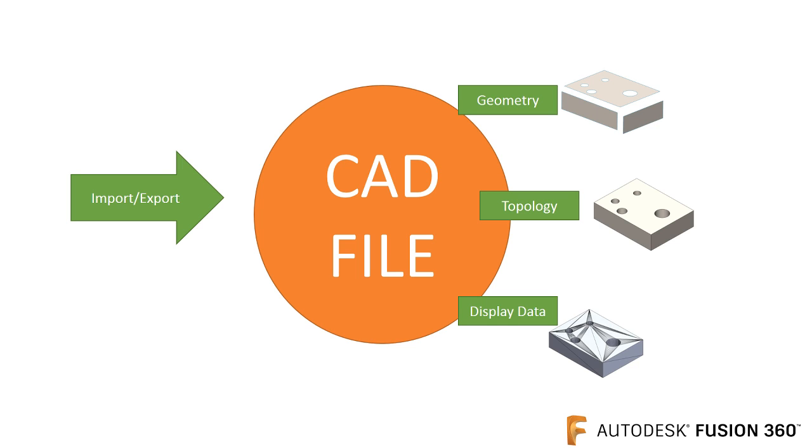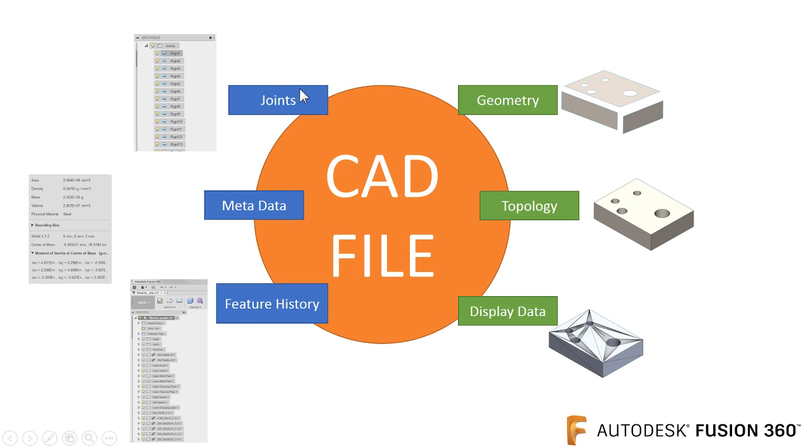So that is why, if you're opening up some other format and bringing it in, you will not get those features, the feature history in there. And that's also why you will not get the metadata and so forth. That is because when you are importing and exporting a CAD file, that CAD kernel is only holding on to the geometry, topology, and display data. The rest of the things in here, the joints, metadata, and feature history, are not part of that.